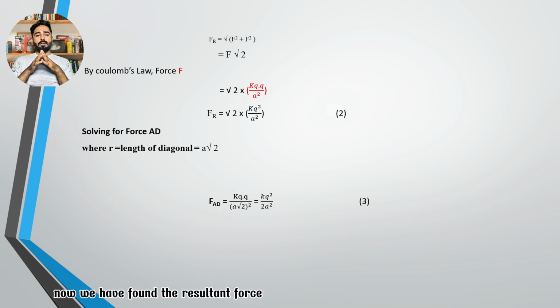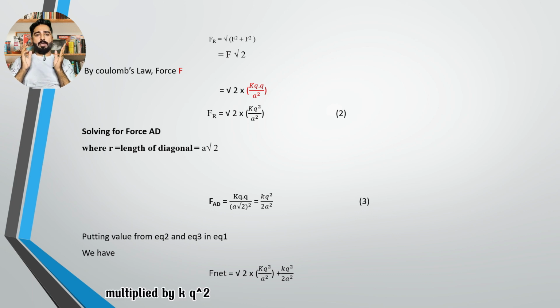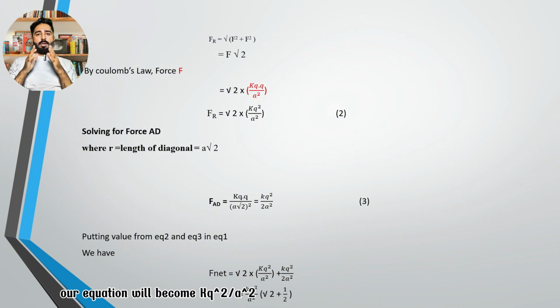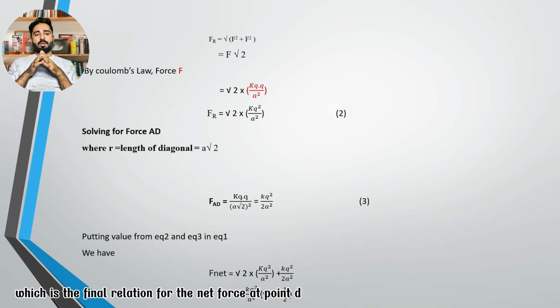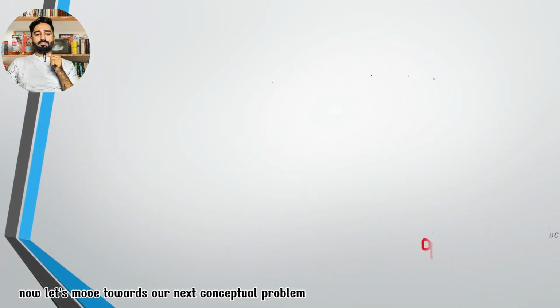Now we have found the resultant force and force along the diagonal. Then let's replace these values in equation 1 to calculate the final net force. Our equation will become F net is equal to square root of 2 multiplied by KQ square over A square plus KQ square over 2A square. In this equation, you can see KQ square over A square is common. So by taking it common, our equation will become KQ square over A square into square root of 2 plus 1 by 2, which is the final relation for the net force at point D. Now let's move towards our next conceptual problem.